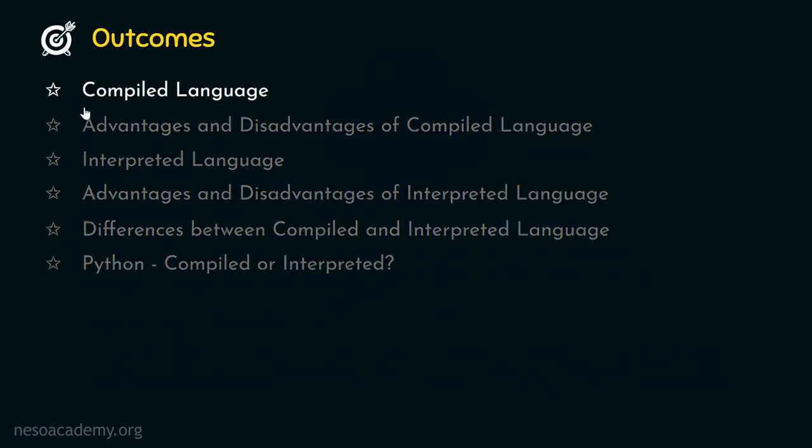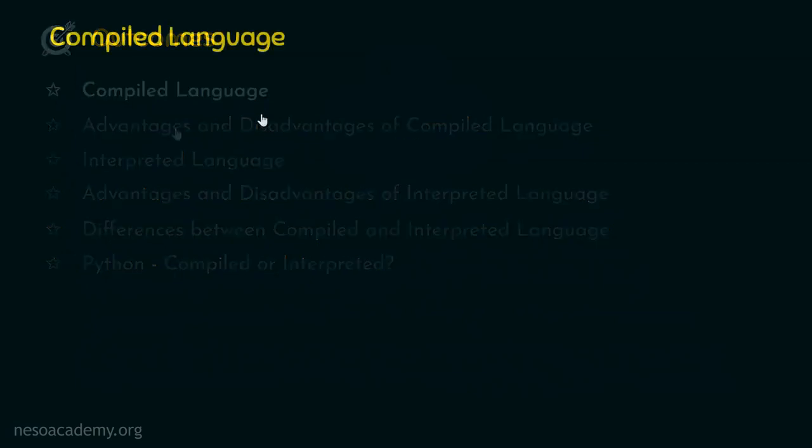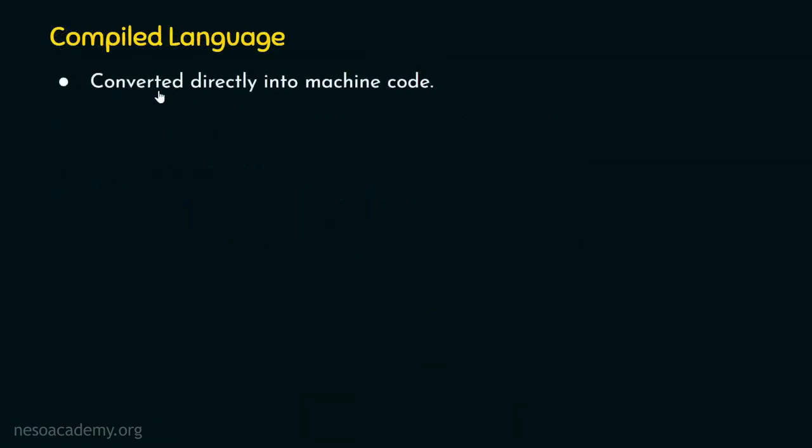Let's now learn about compiled language. Compiled language is converted directly into machine code. In the previous lecture, we understood about machine code. It is a native code that the machine understands and executes, and it doesn't need any translation in order to be executed by the machine. This is a very important point which provides a major feature in compiled language. Can you give it a thought what it can be?